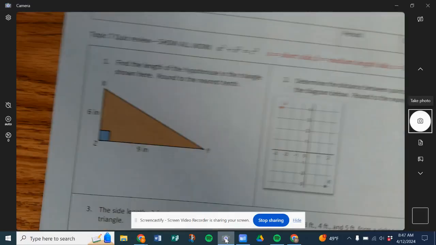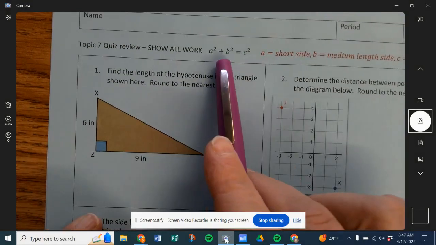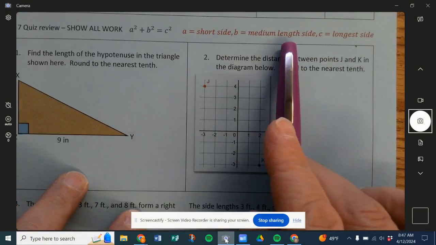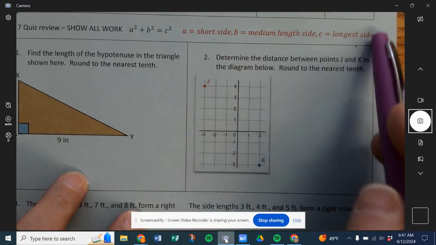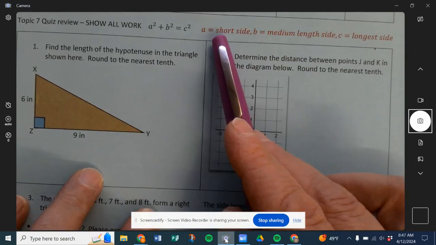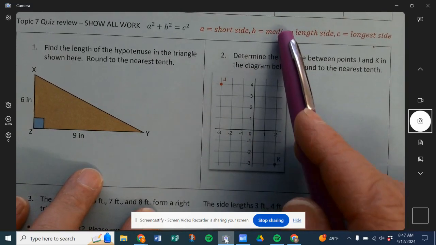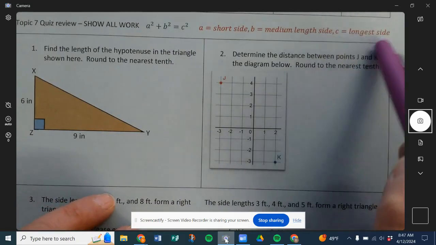We are doing the topic 7 quiz review. Show all work. This is your Pythagorean theorem. A is your short side, B is your medium length side, C is your longest side. Your longest side always has to be C, but you can technically switch these around. A could be the medium side and B could be the short side. It won't change the math of the answer. Just make sure that C is always your longest side.